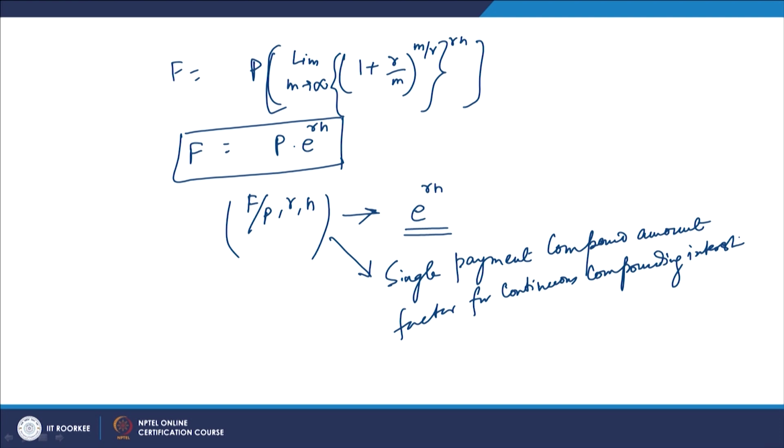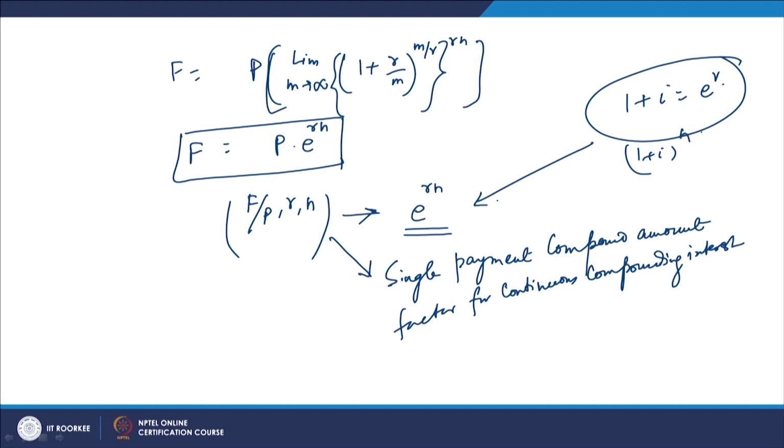Now, we can see the calculation of the factor for the single payment present worth factor. As we discussed, we have already seen that 1 plus i will be e raised to the power r. So, that is how (1 plus i) raised to the power n in a normal case becomes e raised to the power r, raised to the power n, that is e raised to the power rn. Now, we will see the next factor, that is the single payment present worth factor.